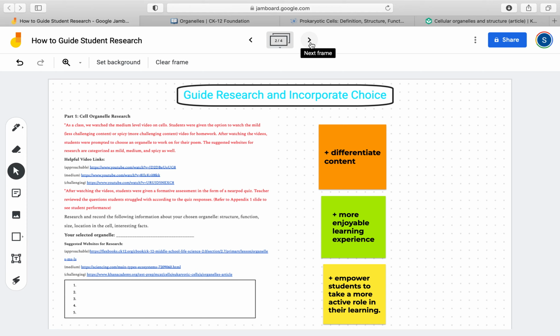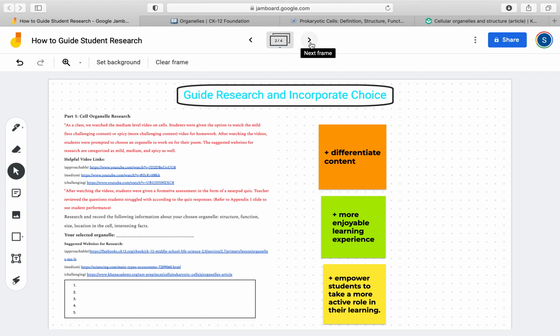So you will have to know your students in order to make this decision based on their student work and your observations from students, and this can vary for any groups of students. So your approachable, medium, and challenging for one class may look different from another. Usually I try to stay consistent, but if you want to change it up, you can.